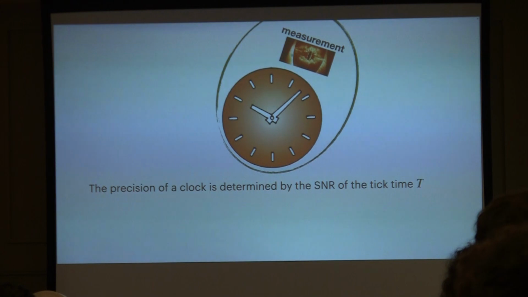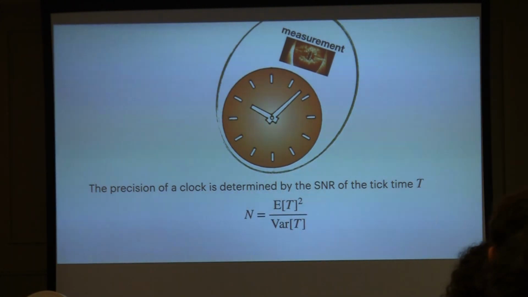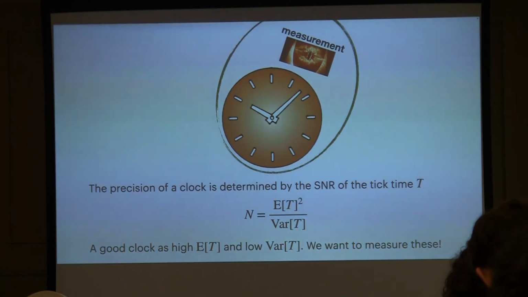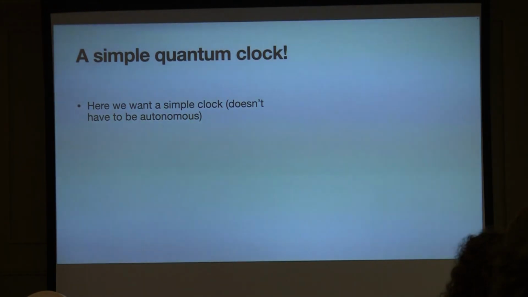But for those who are familiar with Paoli's work and the team in Vienna, it's defined in basically the same way. We're going to call it the parameter n, which is the precision, and it's equal to the average tick time squared divided by the variance in the tick time. So basically, a good clock will be characterized as having a high expected tick time relative to a low variance. You want very repeatable tick tock, and you don't want fluctuations in those ticks and tocks.